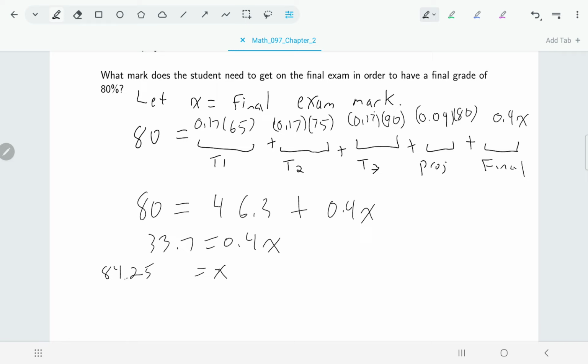So this is the mark that I need to get on the final exam that will give me an 80 in the course. So of course that also means if you get more than 84.25 on that final, you'd have more than 80% in the course. And if you scored less than 84.25 on the final, you'd get less than 80% in the course.